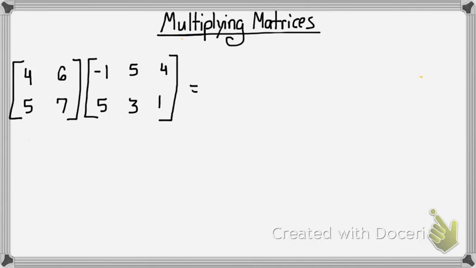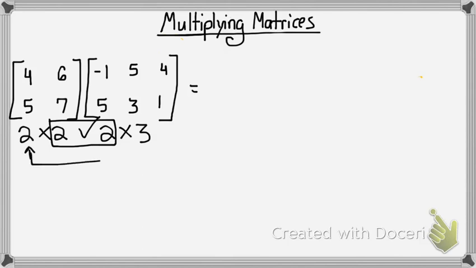If you look at the first matrix, the dimensions of that is a 2 by 2 because there's 2 rows and 2 columns. If you look at the second matrix, the dimensions of that is a 2 by 3 because it has 2 rows and 3 columns. And if you notice, my inner dimensions are the same number. So therefore, I can multiply these two matrices. And the outer dimensions give me what the product will look like after I multiply it.